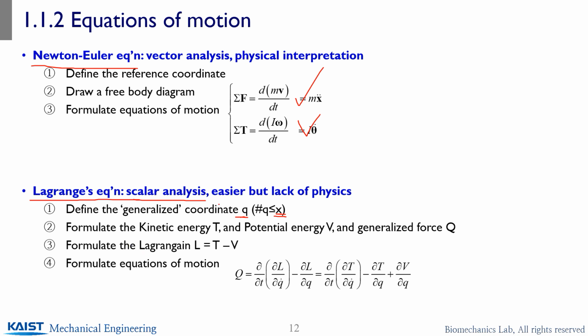Once you set the generalized coordinates, then you should formulate the kinetic energy, potential energy, and generalized force. With the kinetic energy and potential energy, you can define the Lagrangian L, which is T minus V, and take a derivative to formulate the equations of motion. So those are the steps used for obtaining equations of motion using Lagrange's method.